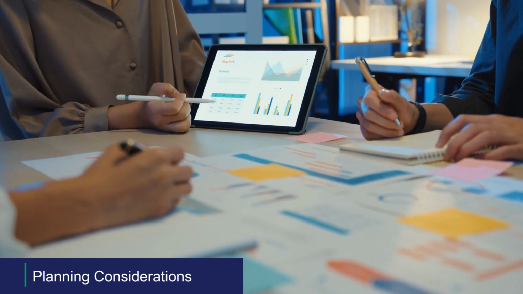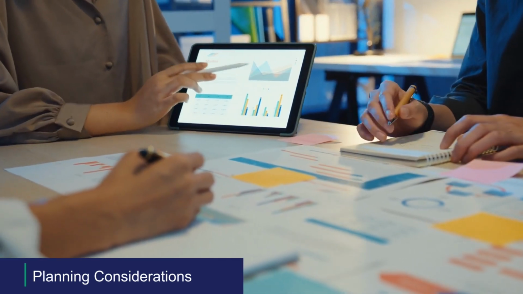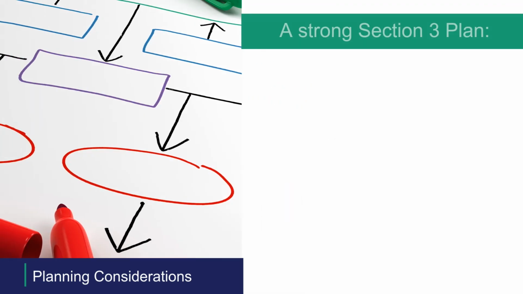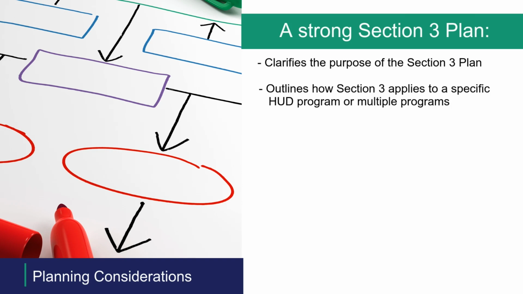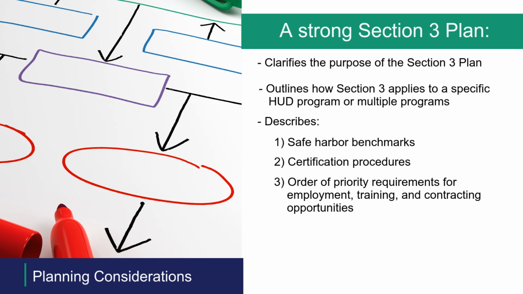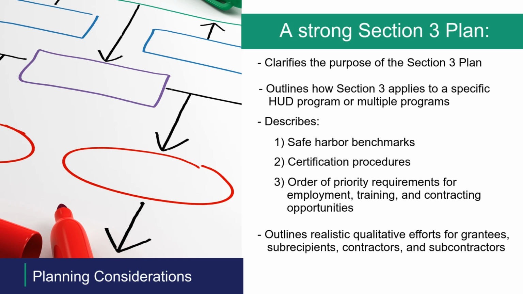A Section 3 plan can serve as a guide for grantees to think through the steps needed to implement the requirements and can help grantees meet the Section 3 goals. A strong Section 3 plan clarifies the purpose of the Section 3 plan, outlines how Section 3 applies to a specific HUD program or multiple programs, describes safe harbor benchmarks, certification procedures, and order of priority requirements for employment, training, and contracting opportunities, outlines realistic qualitative efforts for grantees, subrecipients, contractors, and subcontractors, and clarifies roles and responsibilities.